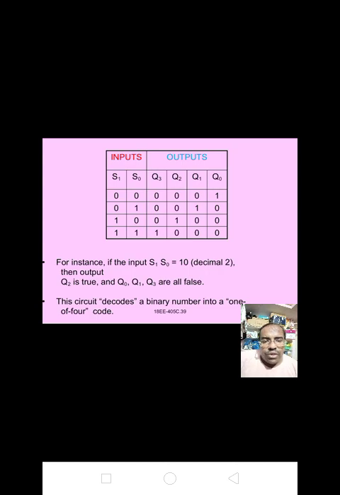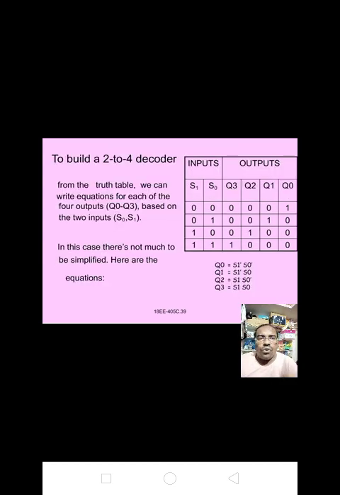This circuit decodes a binary number into a 1 of 4 code.